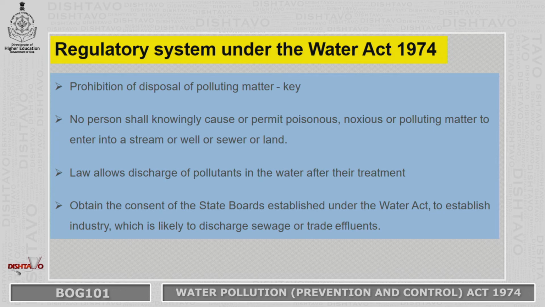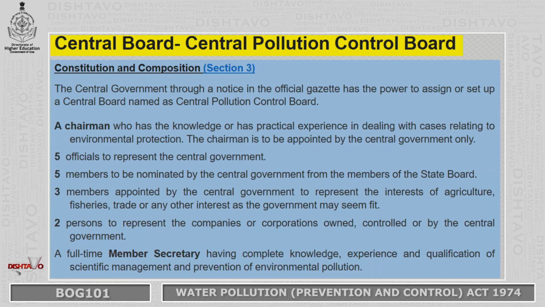So anyone who wants to establish any industry has to obtain the consent of the boards, that is the state board or the central board, in order to establish an industry which we know is likely to discharge sewage or trade effluents into the water bodies. So both ways, either domestic sewage or trade effluents, will be released into the water bodies, and that will render the water polluted. Hence, they need to be checked.